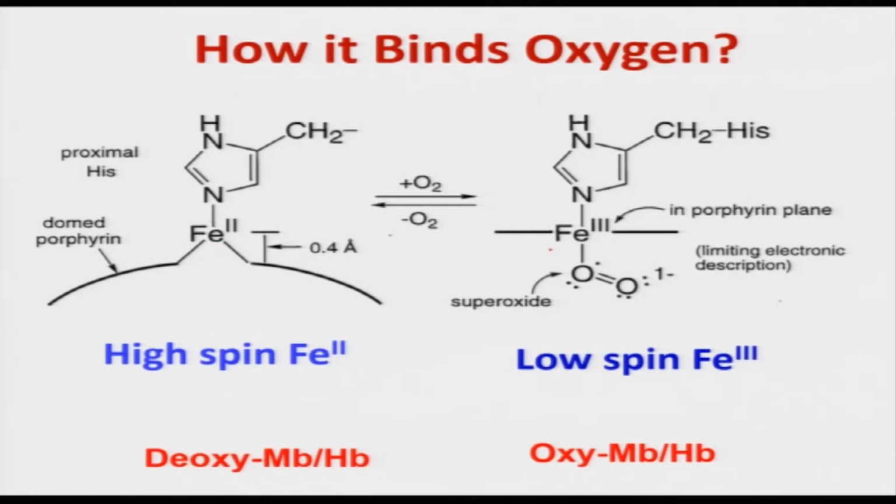That means iron 2 is oxidized to iron 3, whereas dioxygen is reduced to superoxide, O2 minus, and there is a huge structural change occurring during such transformations, which we will discuss in detail probably after a week or so. However, what you can see here is that this transformation is completely reversible.